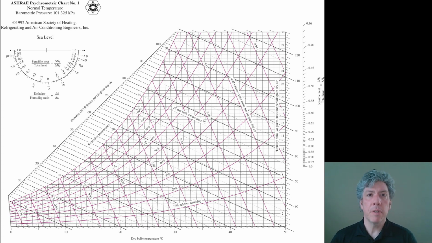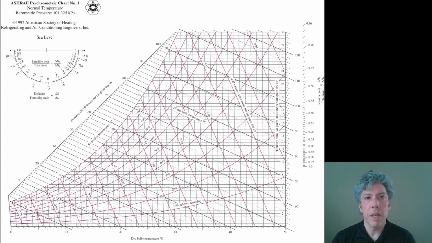Now, one thing about this chart is it's only good for one pressure. As the pressure changes, the shape of the chart changes slightly. And so as long as the pressure is reasonably close to atmospheric pressure, 101.325 kilopascals or 14.7 psia, you can use the chart and get away with it.